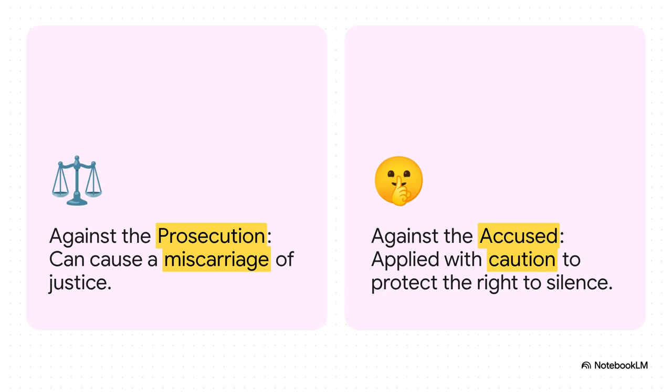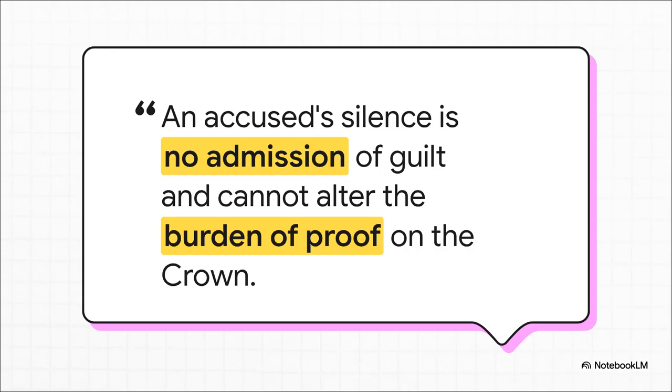It gets dangerously close to saying the accused should have proved their innocence, which flips the entire burden of proof on its head. And this principle is so important that it's protected by what we call a model direction.